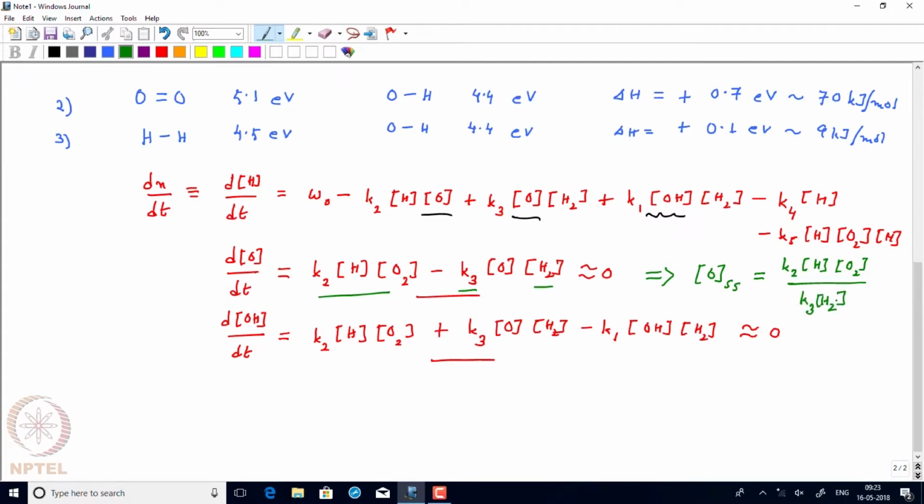And similarly from this equation, if I want to calculate the OH radical concentration, what I will have from this equation is the OH radical concentration under steady state, which is nothing but this term, K2 into H into O2 plus K3 into O and H2. Now for O, I can use this expression, which is K2HO2 divided by K3 into H2. Let us just write it.